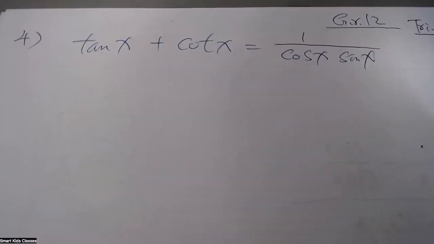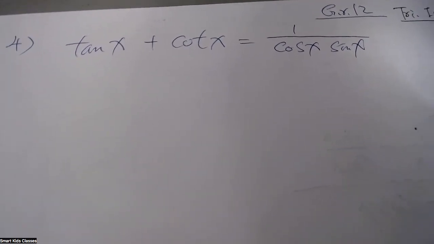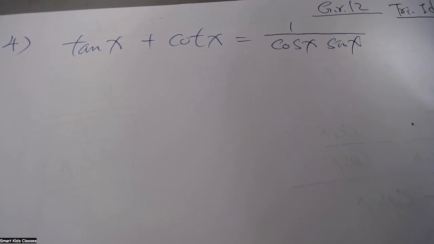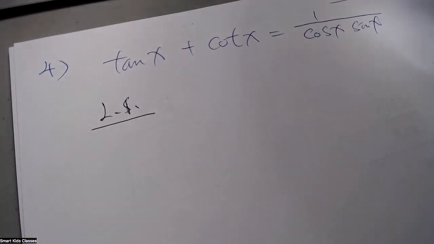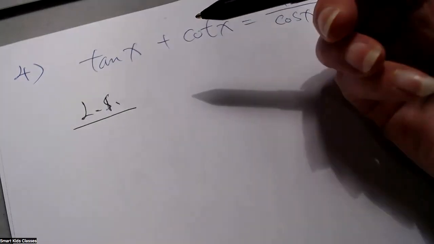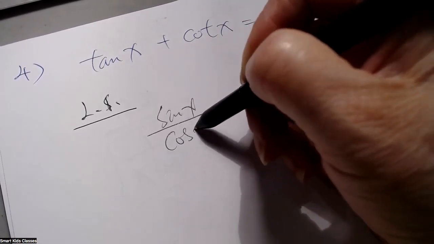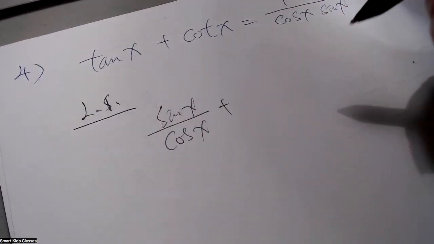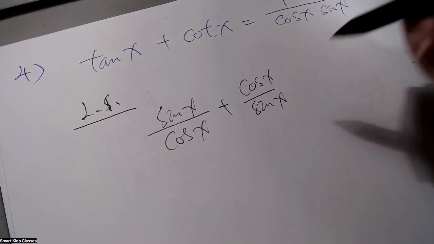So we are going to do the next question. The next question is question 4, continue trigonometry identities. So we are going to solve the left side first. Left side, tangent. So we're going to write the reciprocal fraction, excuse me. So it's going to be sine x over cosine x. And cotangent will be cosine x over sine x.